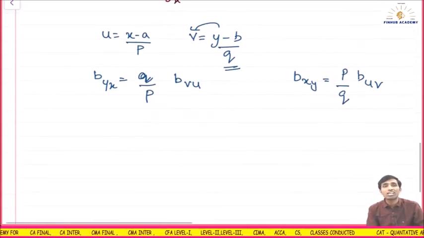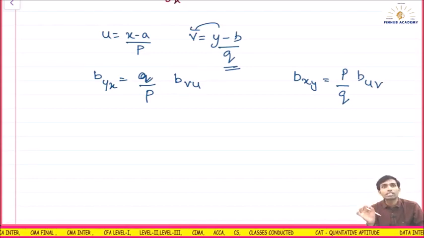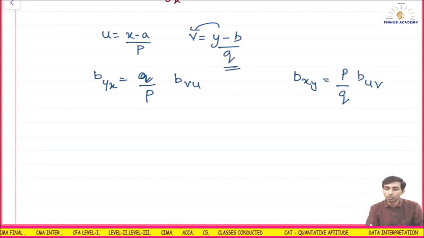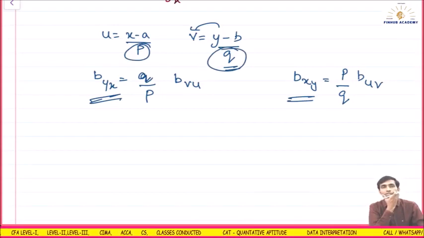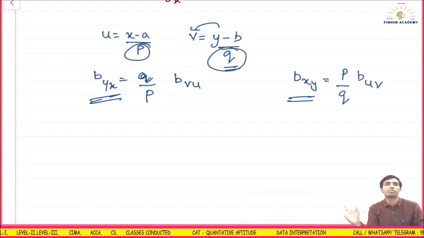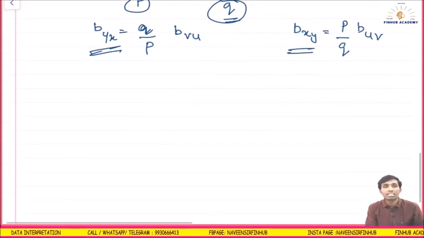The regression coefficient remains unchanged due to change in origin, but the regression coefficient changes with respect to change in scale. If the same number is multiplied to all the data points, then obviously the answer will change for b y on x. We have already done that.